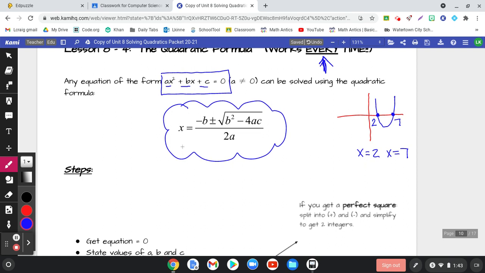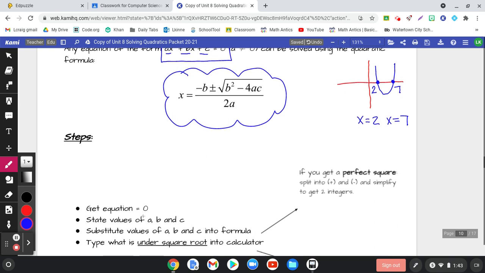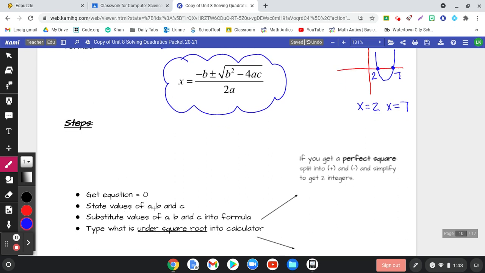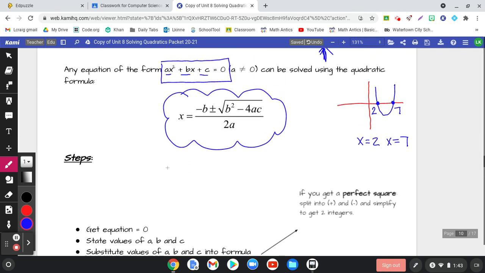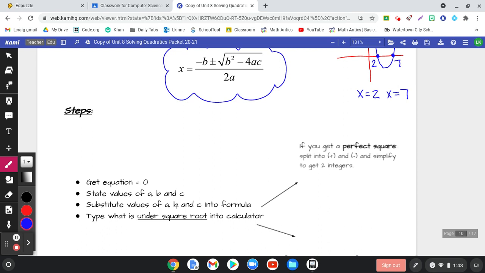Basically, what you're going to do is you're going to get the equation, set it equal to 0. You're going to tell me what a, b, and c are. Again, those come right from here. And then you're going to substitute those values into the formula. So instead of negative b equals, maybe it'll be negative 2 equals or 4 equals.